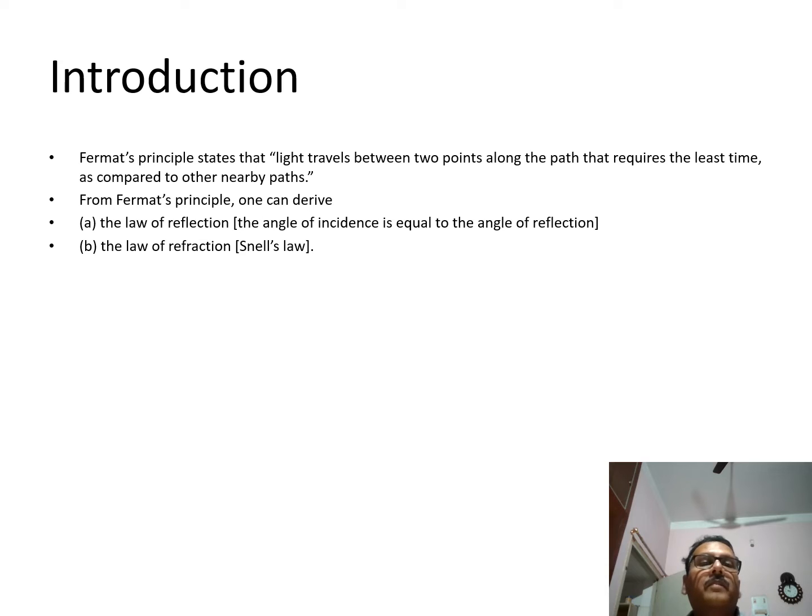Introduction. Fermat's principle states that light travels between 2 points along the path that requires the least time, that means minimum time, as compared to other nearby paths. From Fermat's principle, one can derive the law of reflection and the law of refraction.